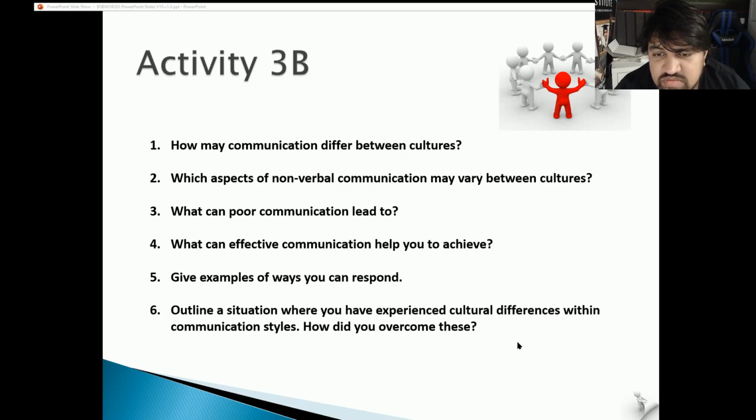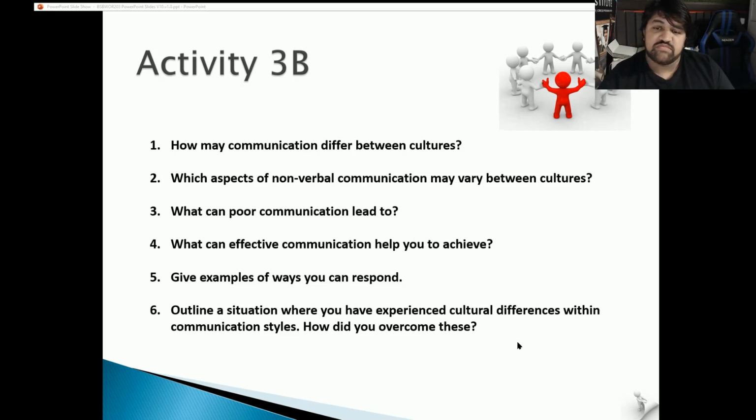What can poor communication lead to? So if we have poor communication, we can cause big incidents in the workplace. There can be arguments, there can be fights, there can be physical dangers in the workplace and risks. So it can escalate. The more communication we have, the smoother most tasks will go. So try and have good communication in the workplace.